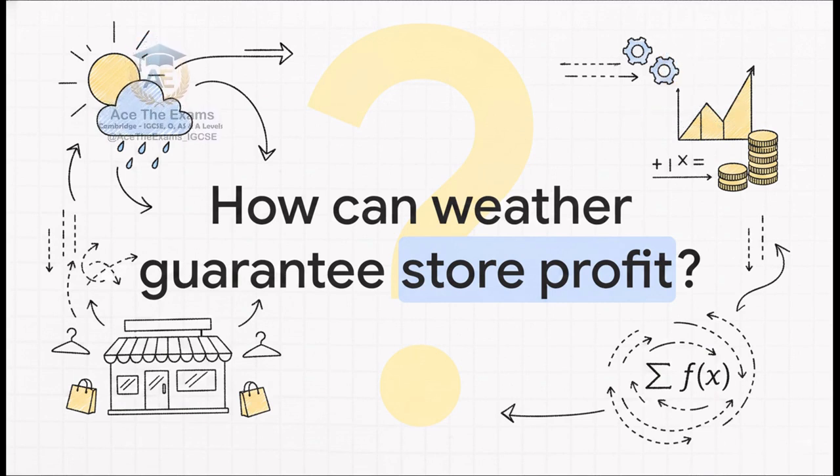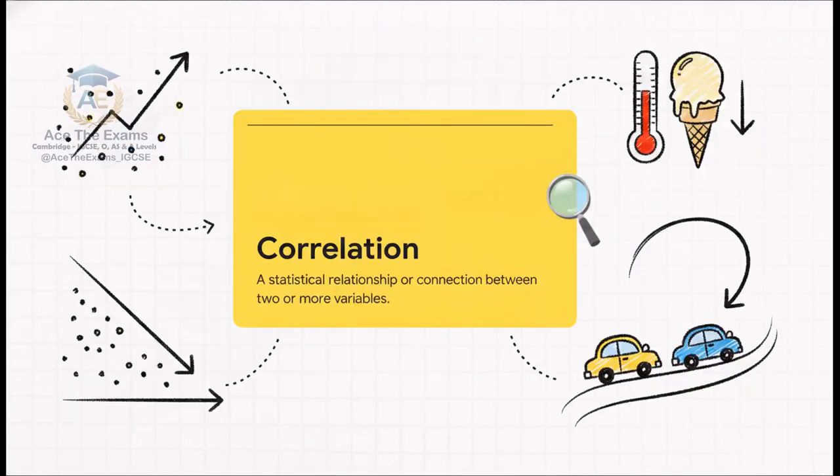You see, successful stores don't just guess what consumers want. They map out behaviors based on specific variables. And to do that, they rely on one absolutely crucial mathematical tool. And that tool is correlation. Simply put, correlation is a statistical relationship, or a connection, between two or more variables. It's basically how we measure if and exactly how strongly one thing affects another thing.